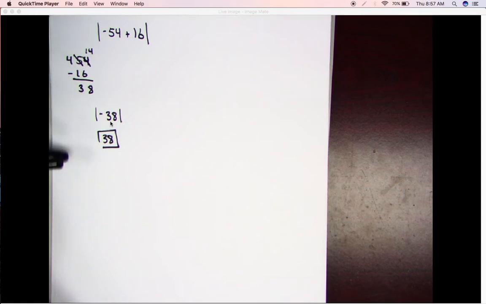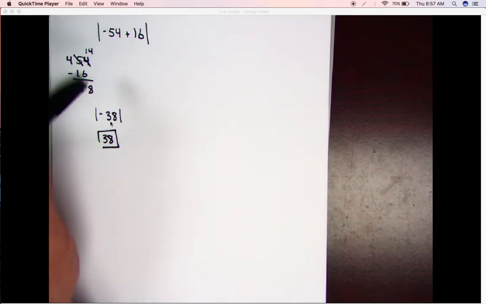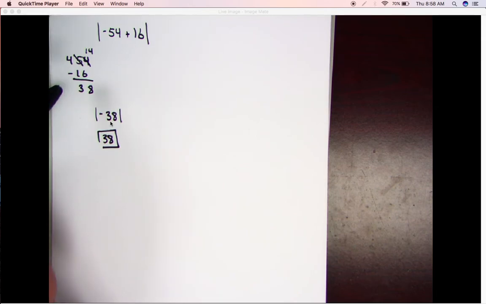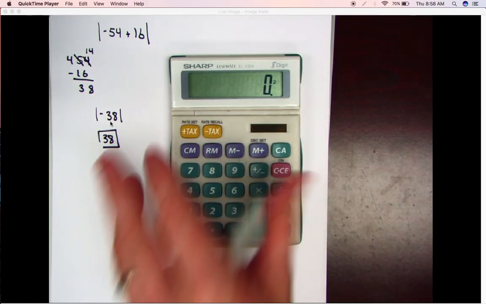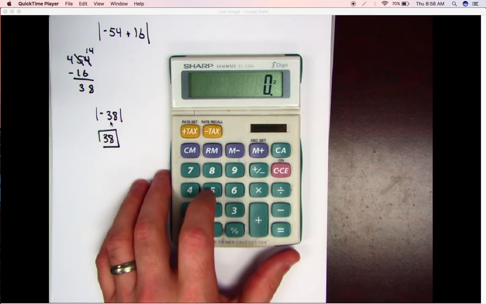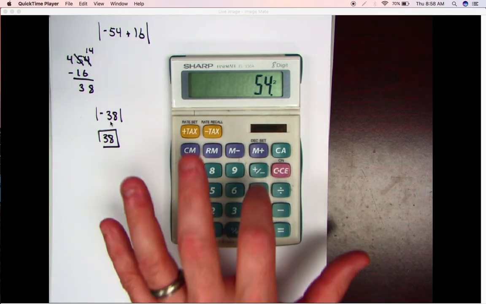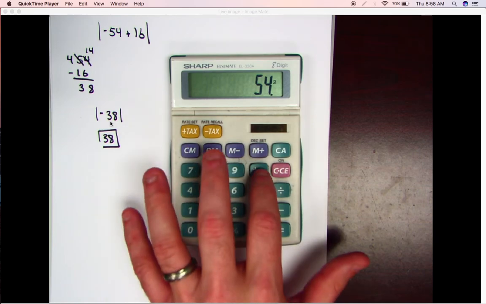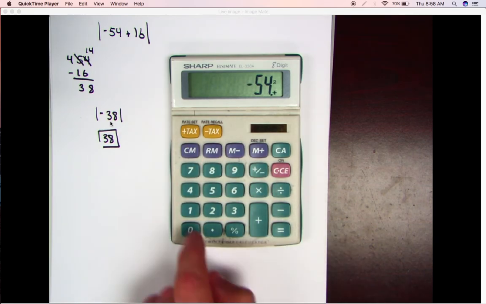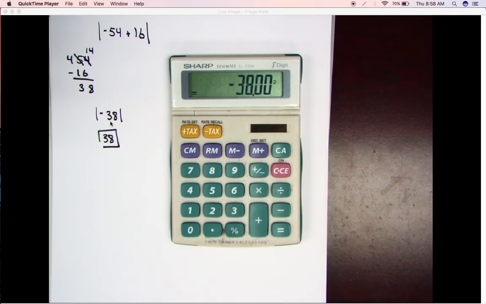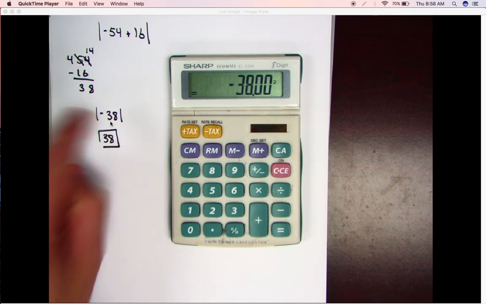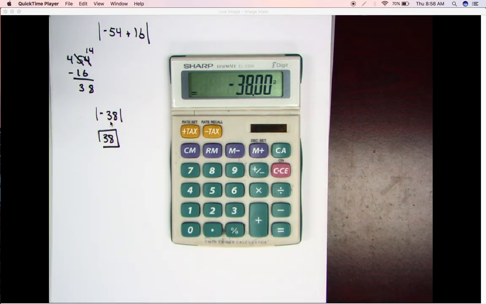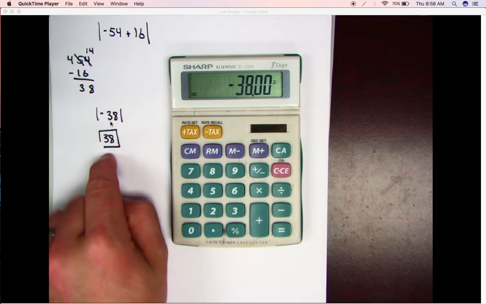So if this is a little confusing to you, that's understandable, because we're using the subtraction that we remember from elementary school on numbers with different signs. Okay, I can see how that can be a little confusing. However, if you take your old-fashioned calculator, at least on mine, I have to do 54, then the minus sign, then plus 16. Well, I get a negative 38. Well, that's what we got right here. And a negative 38, when you take the absolute value of that, would be a positive 38.